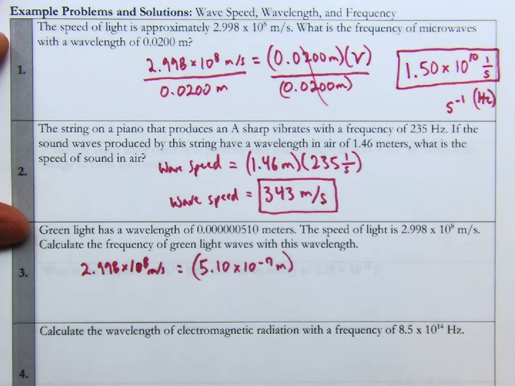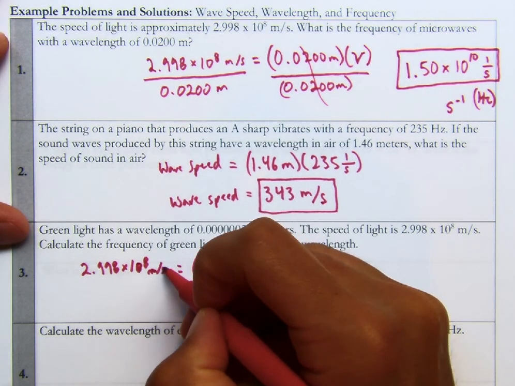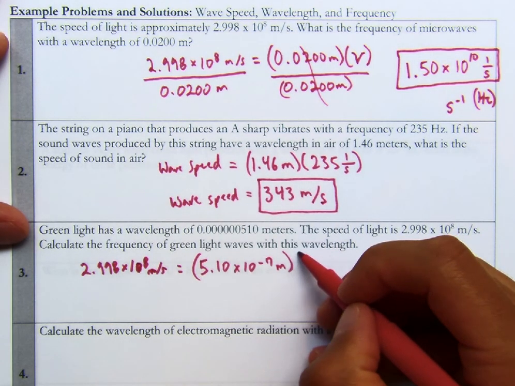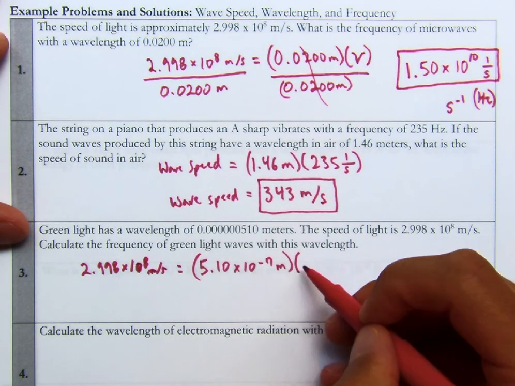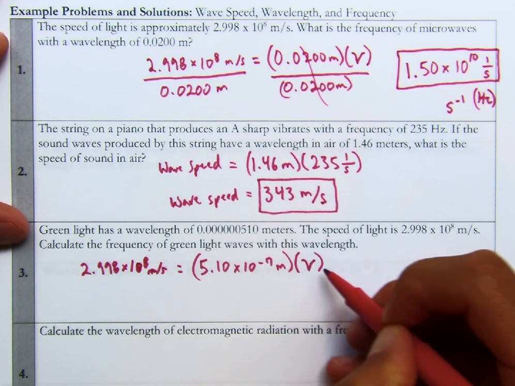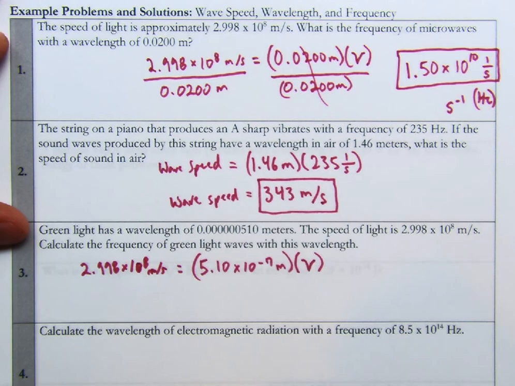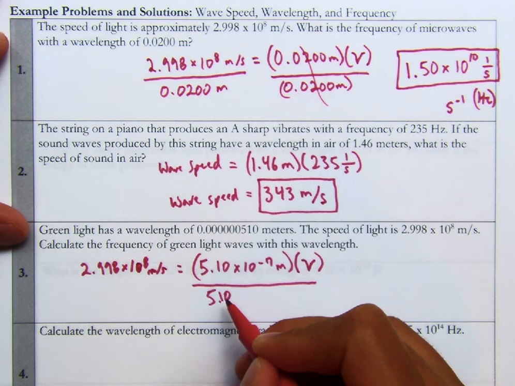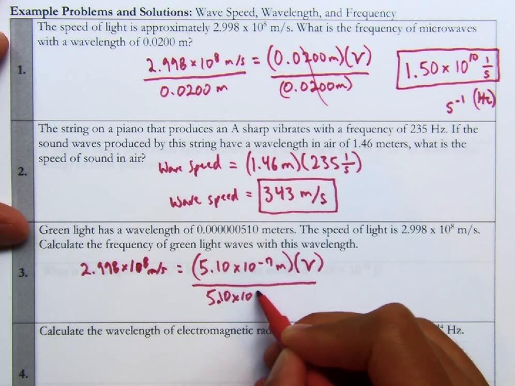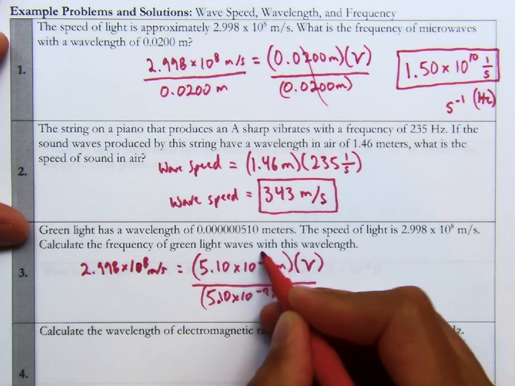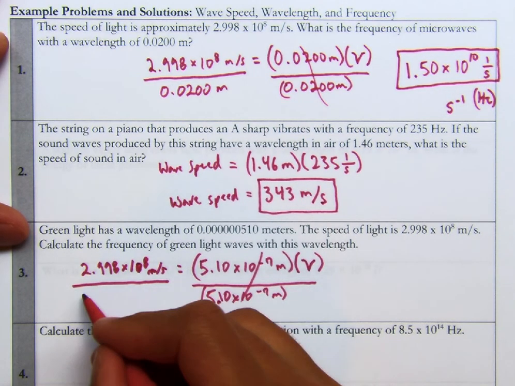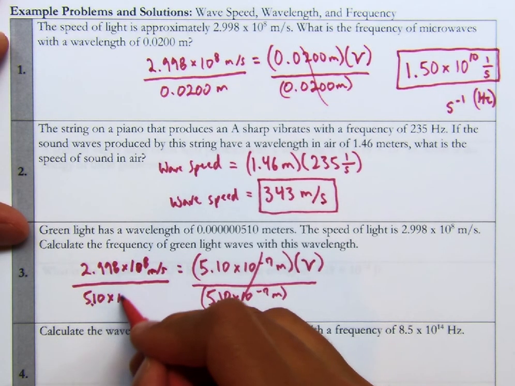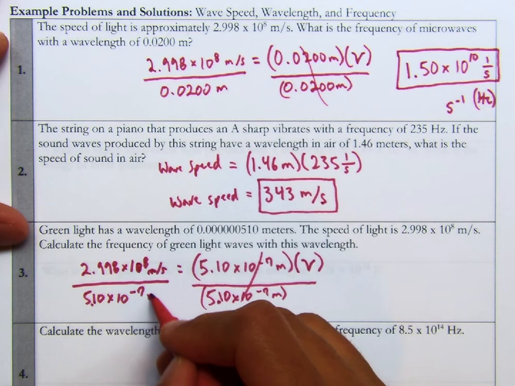Sorry, my handwriting's never very good. And then it asks you to calculate the frequency. So this is actually just like problem number 1. We're solving for frequency. So that's like x. You want to get it all by itself on one side. So 5.1 times 10 to the -7 meters will cancel this. 5.1, do that twice, times 10 to the negative 7 meters.